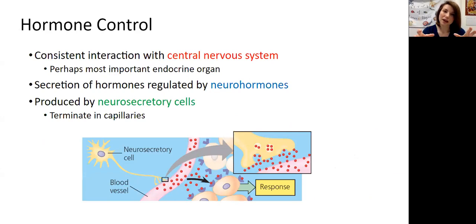So our hormones end up being really closely linked to our nervous system. In fact, some physiologists would argue that the nervous system is the most important endocrine organ that we have because that link is so tight. So some hormones are going to actually be released by neural cells, and these are called neurohormones. Basically, it's really similar to what's happening with those neurotransmitters. And you're going to end up with terminals in capillaries that are ready to capture that specific hormone that you're looking for.